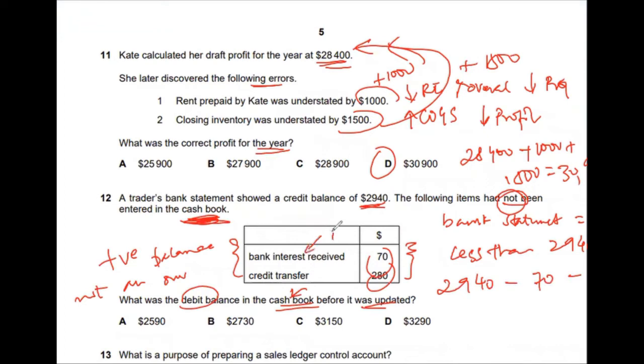These are both income items. In other words, these two items will increase your bank balance, but you have not entered them in your cash book, which means that the amount in your cash book is lesser. Therefore, what you will do is 2940 minus 70 minus 280, which will give you an answer of 2590. So the correct answer to multiple choice 12 is option A.